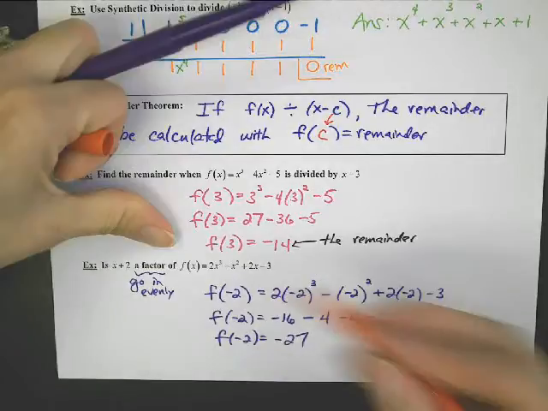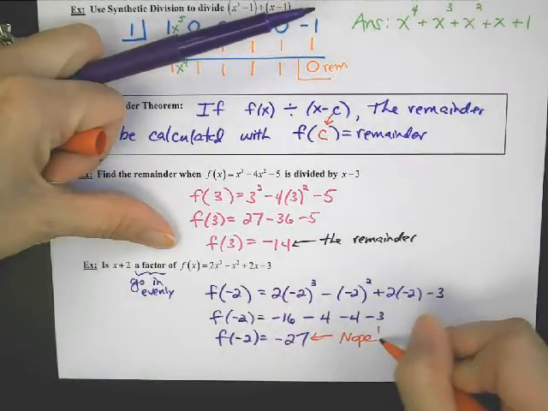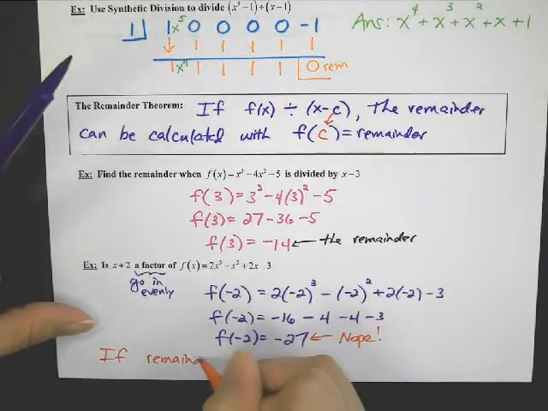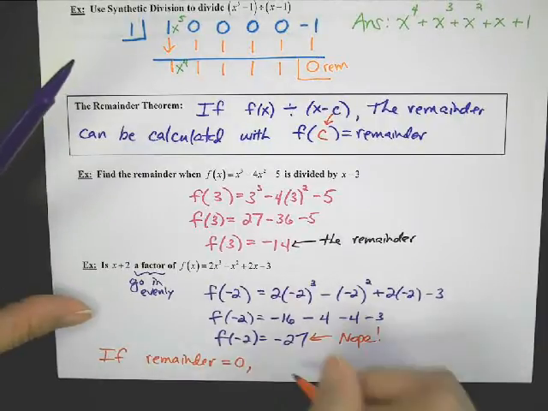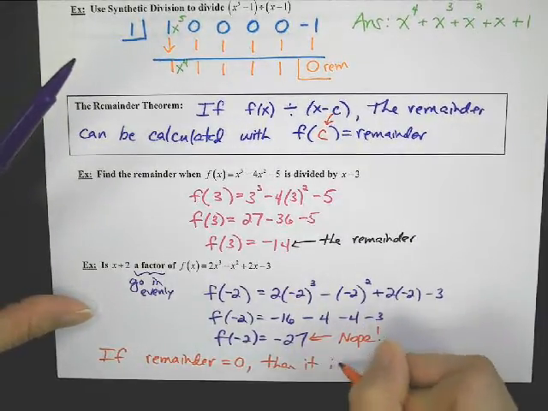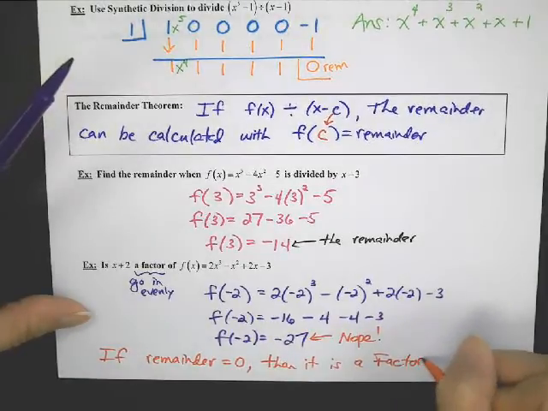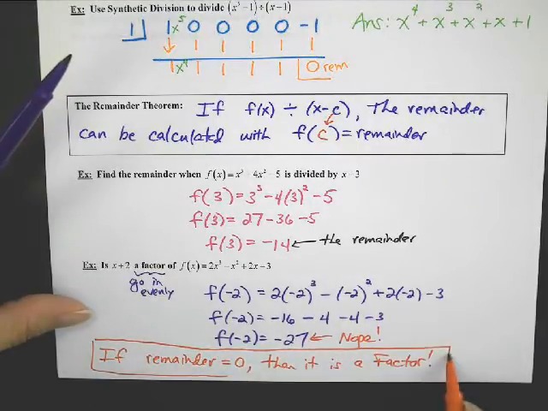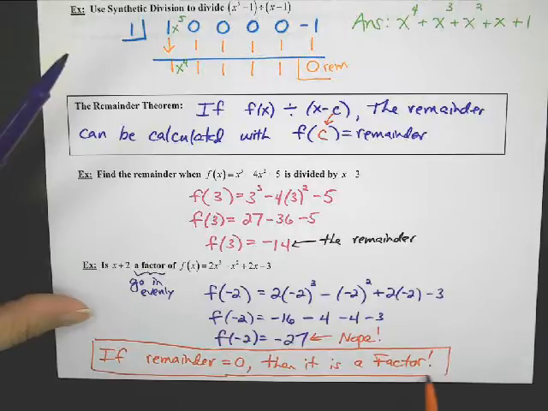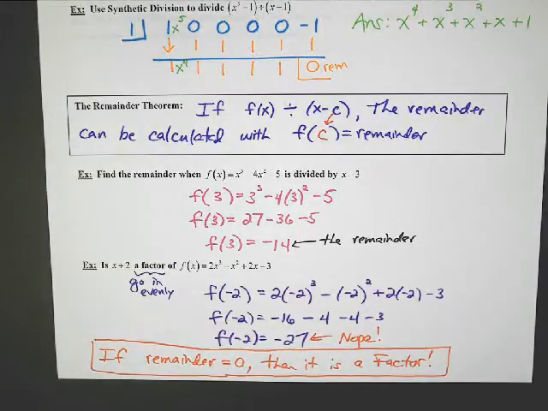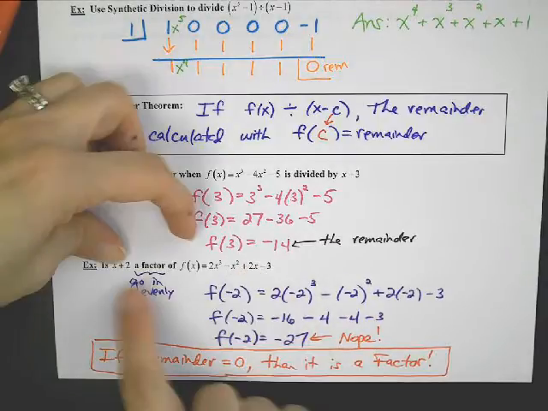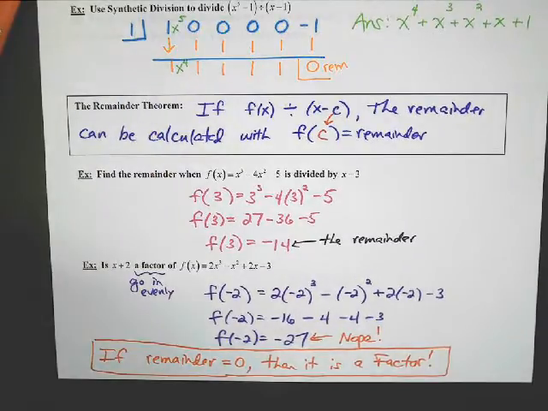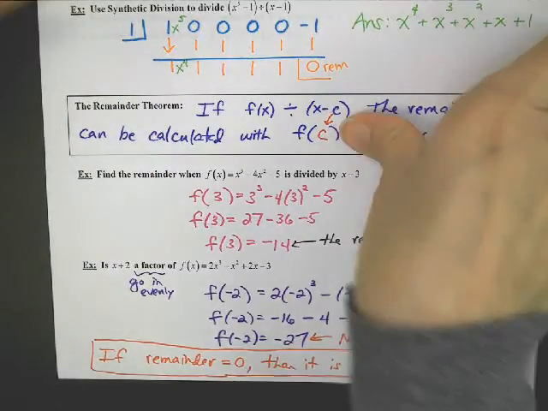Okay, did it go in evenly? Is it a factor? And the answer is nope, it is not. Okay, if the remainder equals a 0, then it is a factor. If you get a remainder, if you get a number, then it's not a factor. So what are we hoping for here? We're hoping to get zeros. This one is not a factor. It didn't work. So now I'm going to say to you, well, try another one. You have to find the one that works. Okay, so you're hoping for zeros.